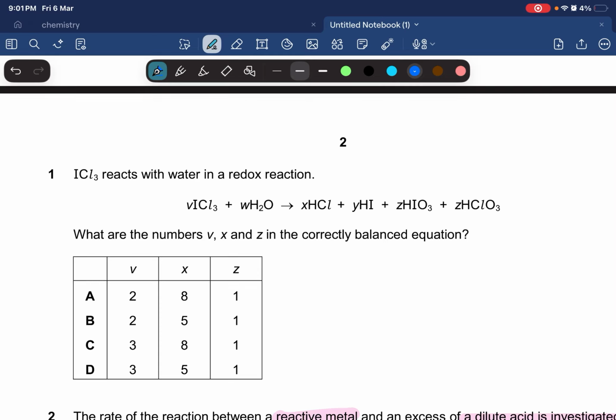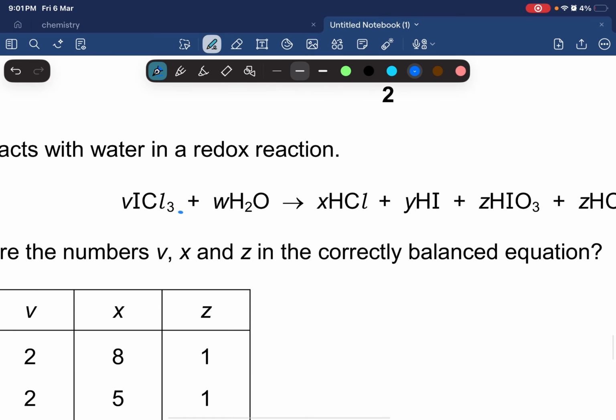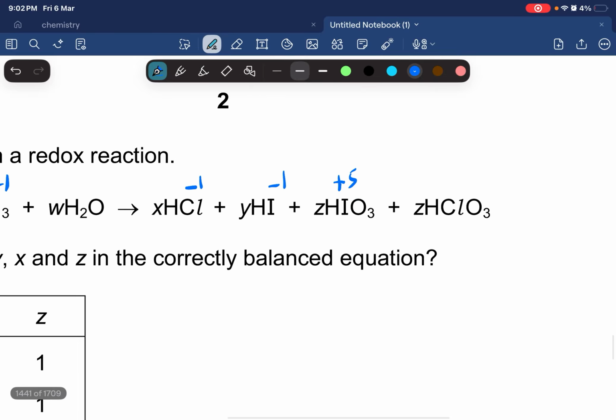ICl3 reacts with water in a redox reaction. What are the numbers V, X, and Z in the correctly balanced equation? Okay, so what's happening over here is that we've got to balance out the redox equation. Over here we can see that iodine in ICl3 is a positive 3, and chlorine is a negative 1. And then water, I don't know. Then over here I can see chlorine as a negative 1. Over here I can see iodine as a negative 1. Over here I can see iodine as a positive 5. Over here chlorine is a positive 5.